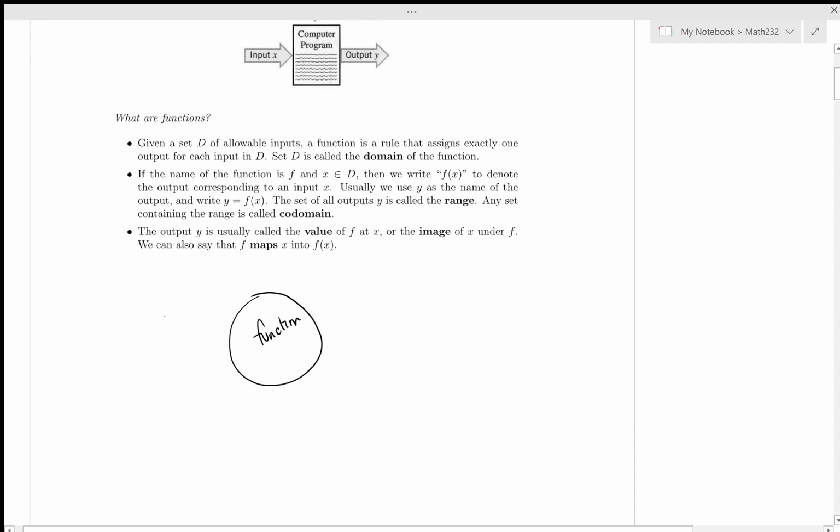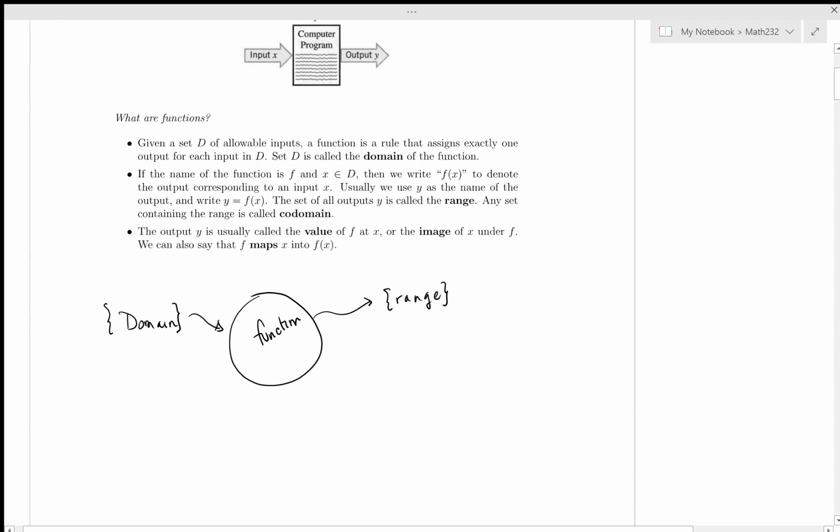And the idea is here you have on this side a domain, and that is the set of all possible inputs. So you have a set here of all possible inputs that can go into your function. And then what comes out here is the range. That's the set of all the outputs.